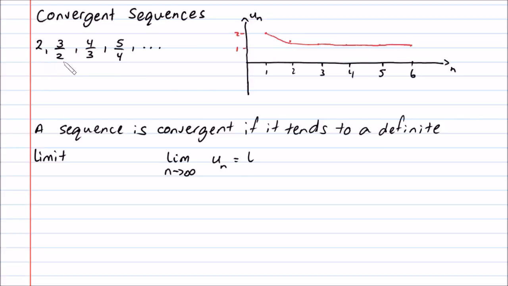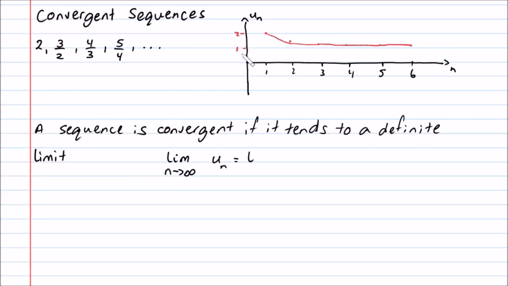We have 2, 3 over 2, 4 over 3, 5 over 6. Now I've included some extra terms on my graph. So my horizontal axis simply represents n, each term, and un would be the term. So again, n represents the position of the term, first term, second term, third term, and un represents the value of the term.